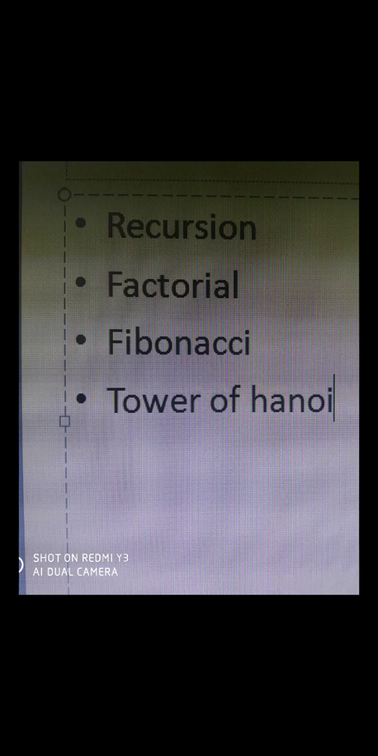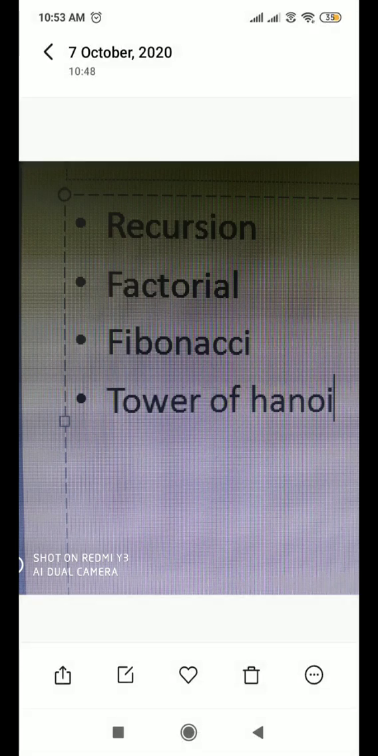How can you define the algorithm? If n is equal to 0, then the factorial value is 1. Otherwise, if n is greater than 0, you call the factorial and set the factorial value equal to n into factorial of n minus 1. Recursively it will call and you obtain the result. This is about the factorial of a number.